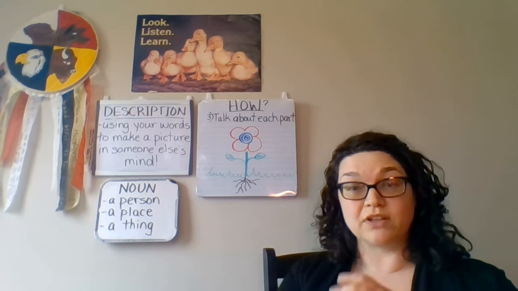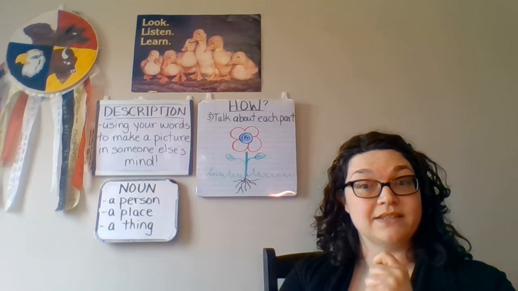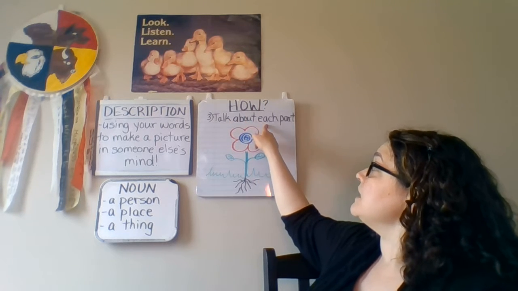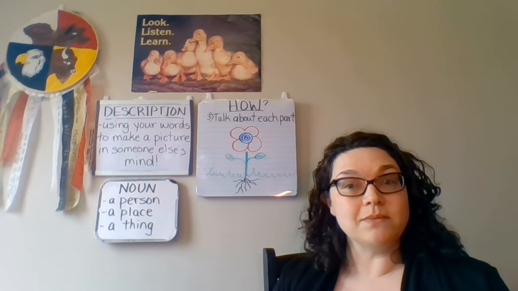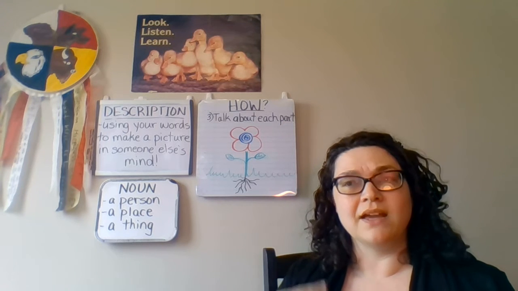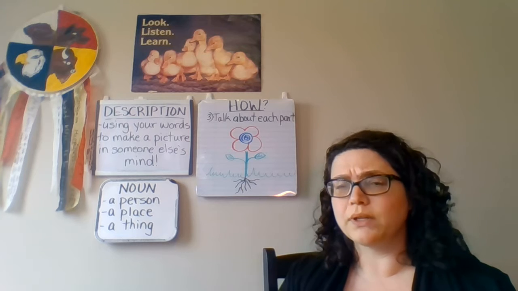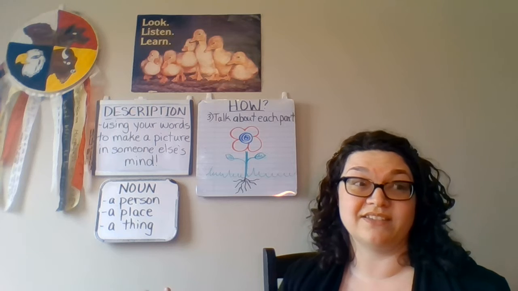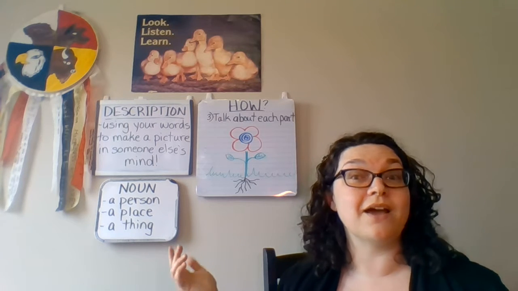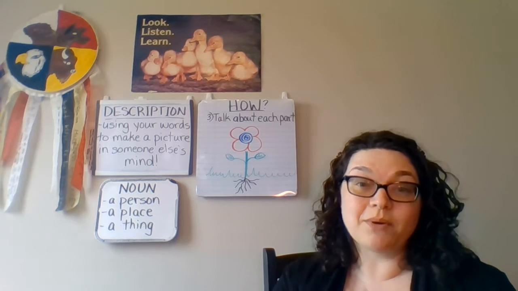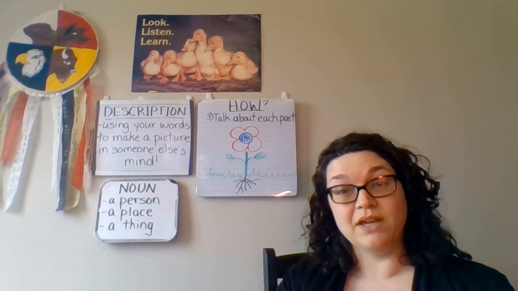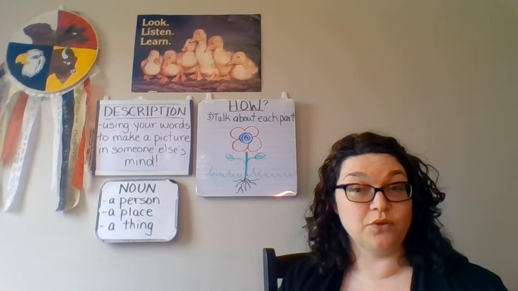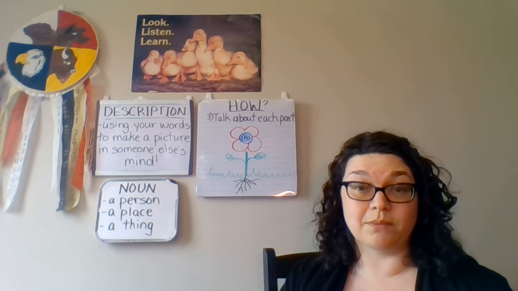Now, we have talked about adjectives. We have talked about using our senses. Now today we're going to talk about the third idea: talk about each part. So sometimes when a kid is asked to describe something, they're kind of stuck. They don't really know where to start. If you say describe a cow, they're like, well, it's a cow. I guess it's brown. There's nothing else to say. I guess I'm done. No, you can talk about each part of the cow. You can talk about its fur, its horns, its ears, its eyes, its udder, its hooves. There's lots of parts to talk about.